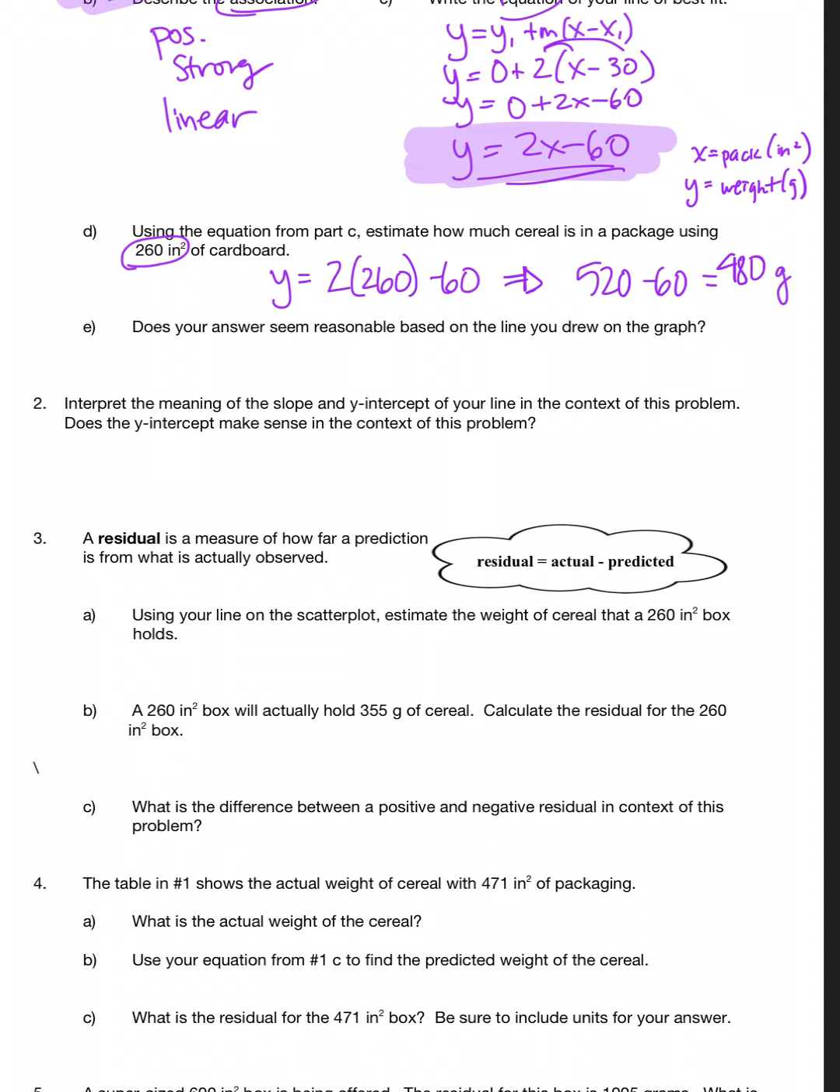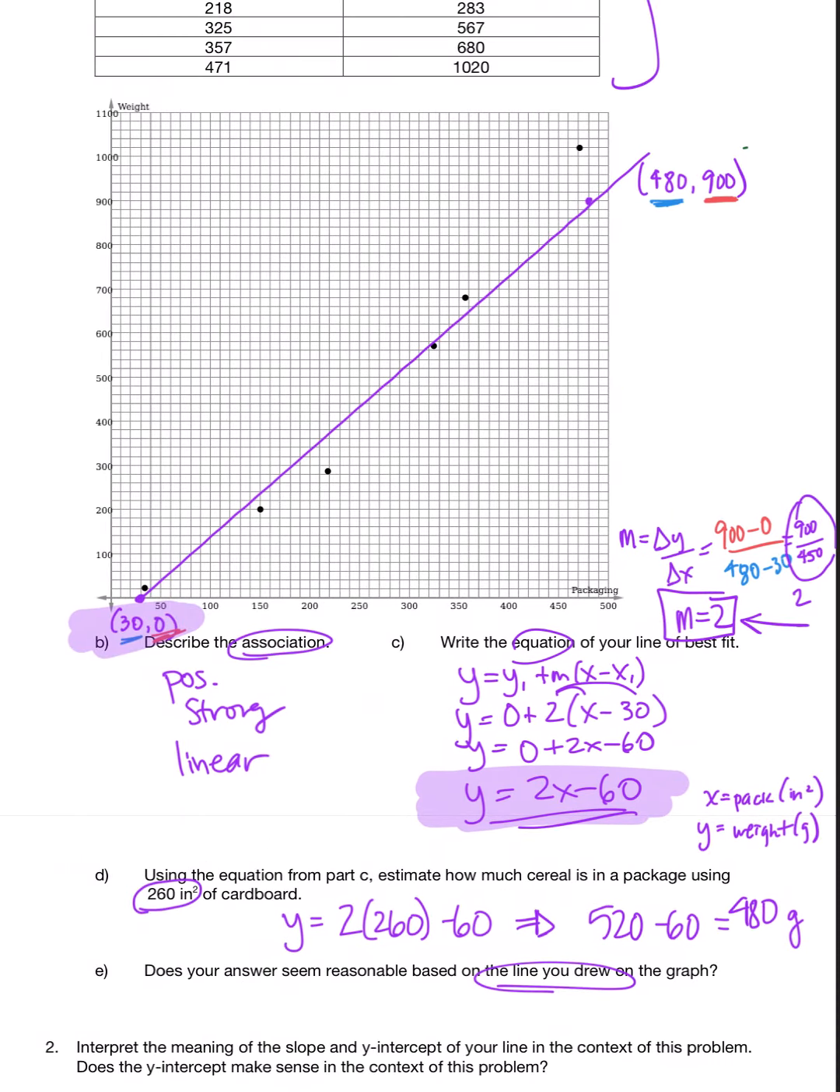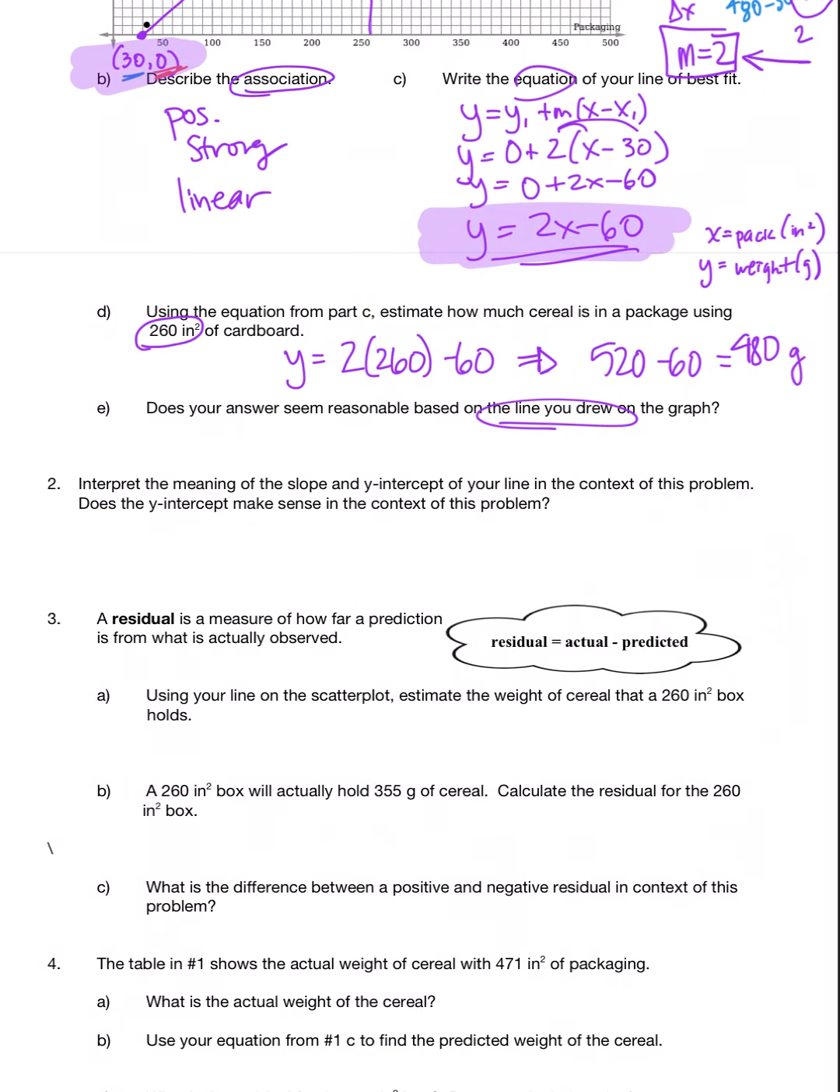Okay, now the question says, does your answer seem reasonable based on the line you drew? So let's go back and look at the line. It's asking us here at 260, does our answer look like it could potentially be 480? And that does look like it to me, so I'm just going to move this back up and say yes, it does.